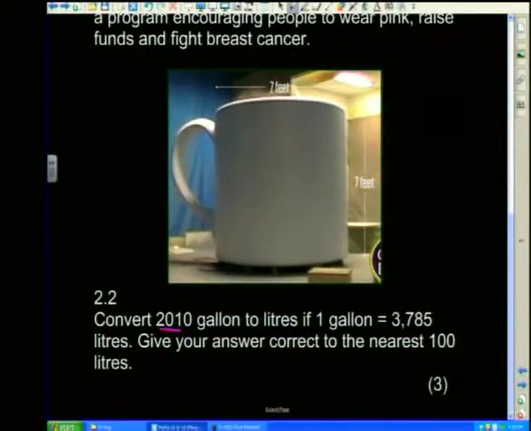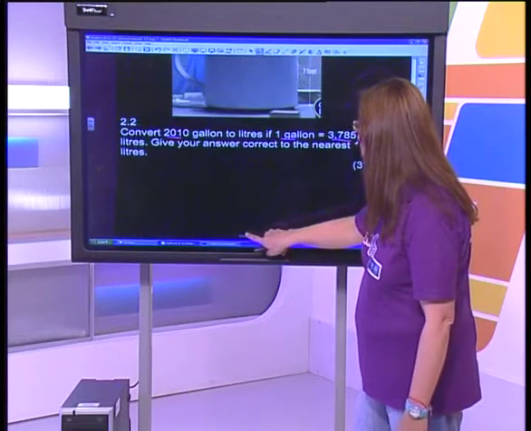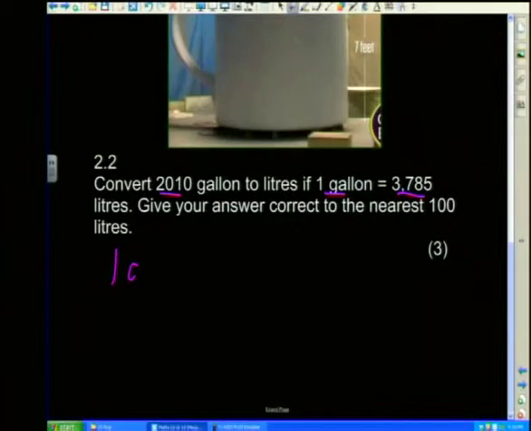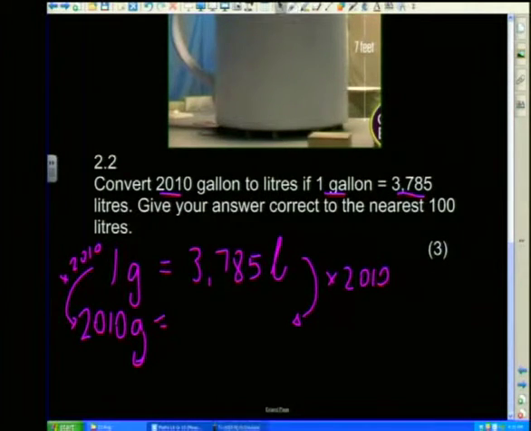Convert 2010 gallons to liters. And we've got 1 gallon is 3.785 liters. So we know 1 gallon is equal to 3.785 liters. And now we want to know 2010 gallons, how many liters is that? In this case, again, I multiplied by 2010, and I'm going to do the same thing here. I'm going to multiply by 2010. So let's do that on the calculator.